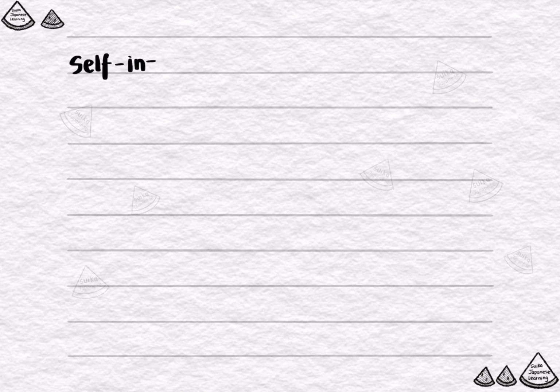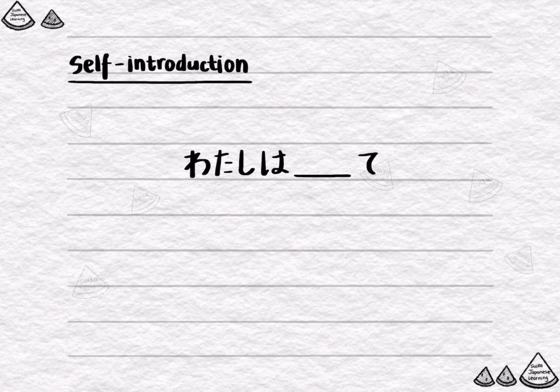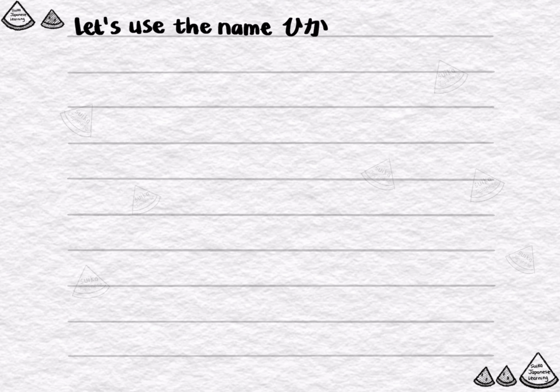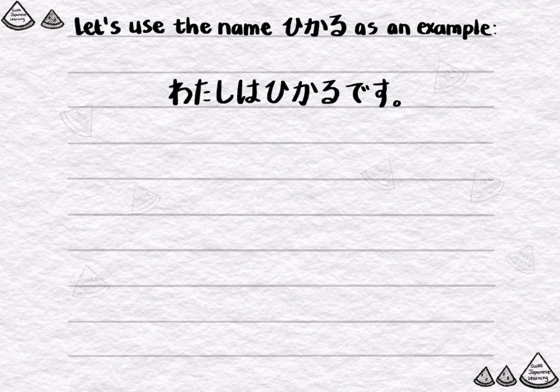You can use this sentence structure to make a simple self-introduction about your name. Watashi wa ___ desu. I am ___. You can put your name here. Let's use the name Hikaru as an example. Watashi wa Hikaru desu. It means I am Hikaru.